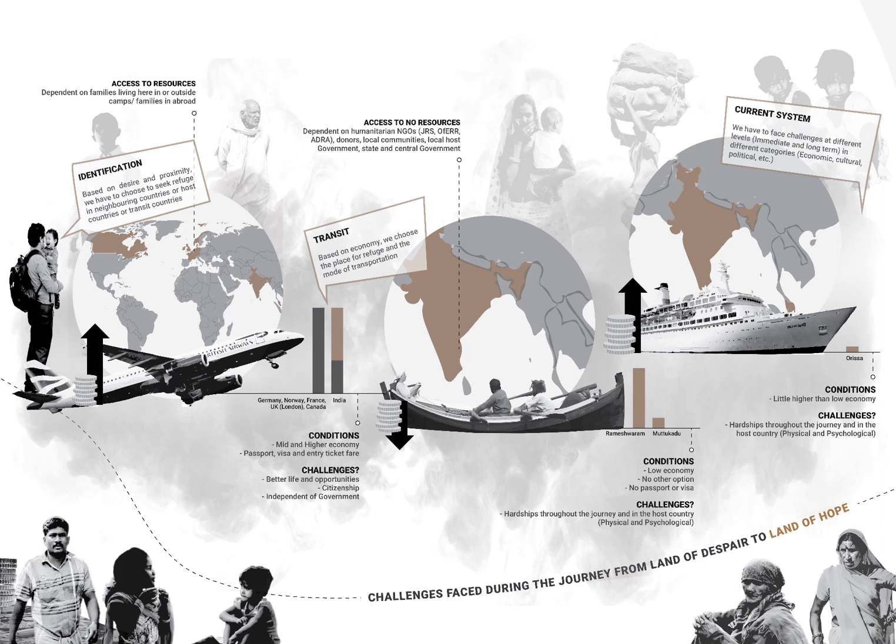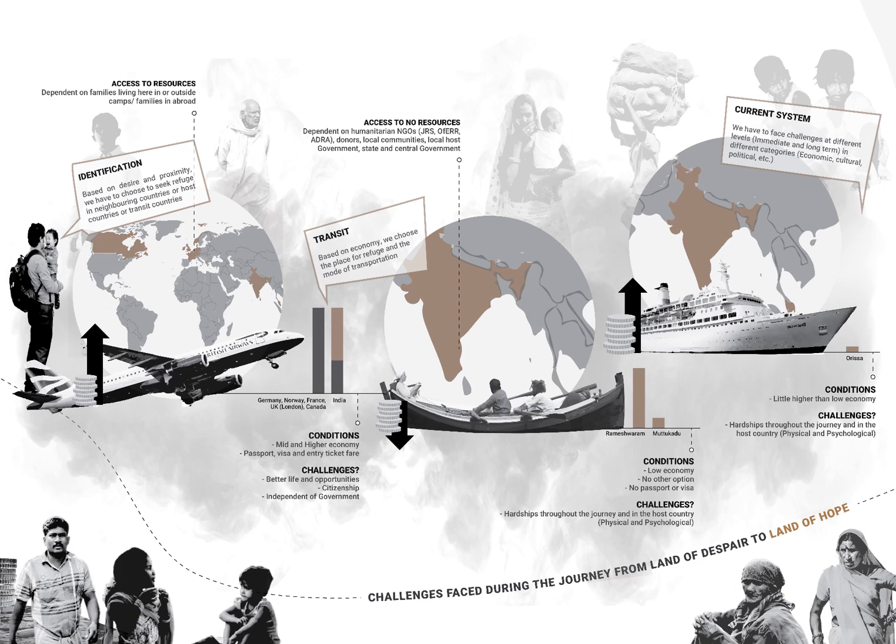When we look at the challenges faced by a refugee during the journey from the land of despair to a land of hope, we can classify them into three broad categories. Firstly is the identification of a country which will accept them. Secondly is the transit. There are people who travel by flight, by boats, by ship, and even by walking. And the conditions and challenges faced across these broad categories vary.